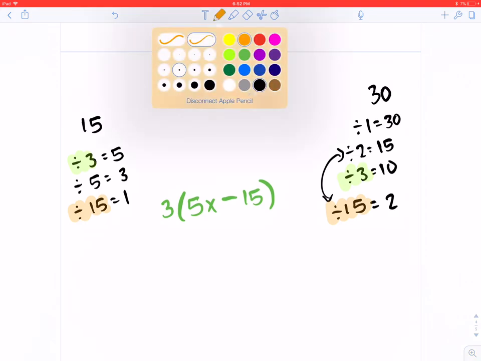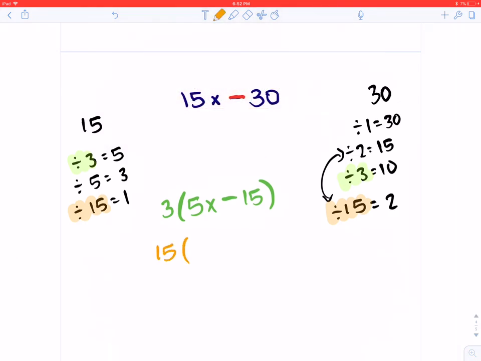So if I'm going to use 15, 15 is going to be my number of groups. 15 divided by 15 leaves me with just 1x. And negative 30 divided by 15 is negative 2. But wait, I can also divide 30 by 5. And that gives me 6. Divide by 5, divide by 5. So I can actually use 5 as my number of groups as well. 15 divided by 5 is 3, so 3x, and negative 30 divided by 5 is negative 6.